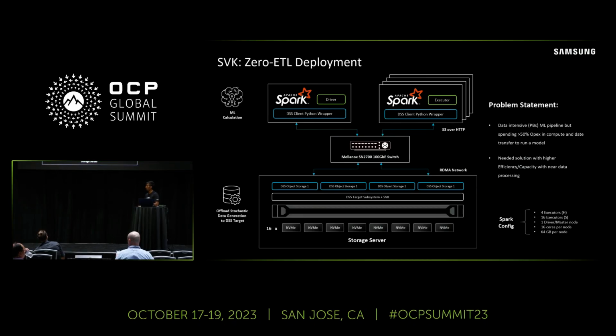This is a typical deployment model that we used for Zero-ETL, a single node DSS target subsystem with multiple object storage endpoints and the Spark driver and executor nodes on top. So as you can see, we offloaded stochastic data generation on the DSS target, and ML calculation is still happening on the Spark side.